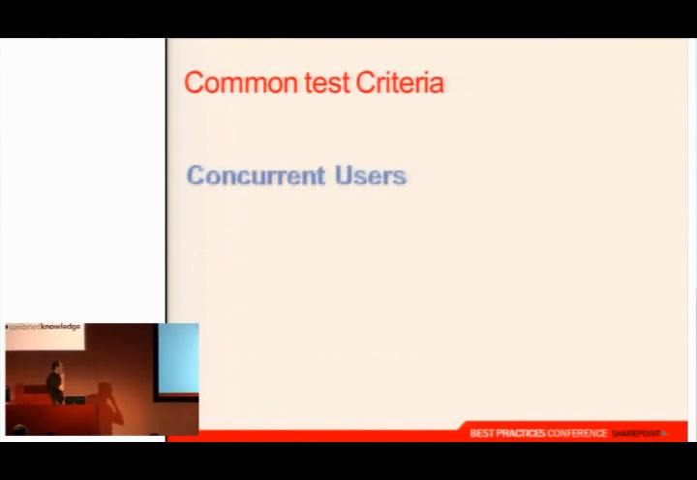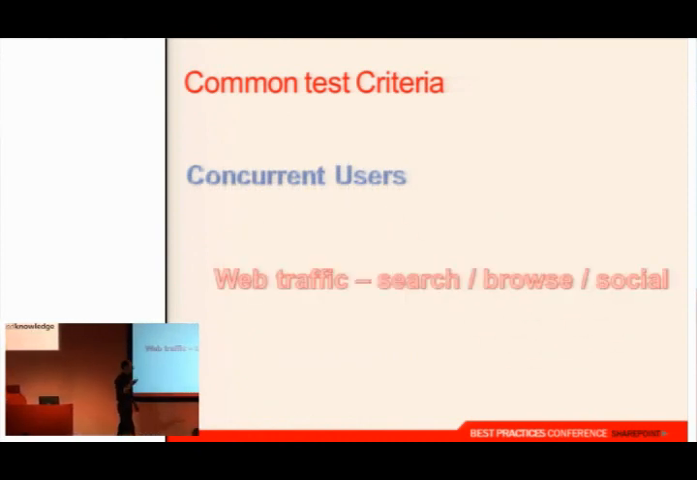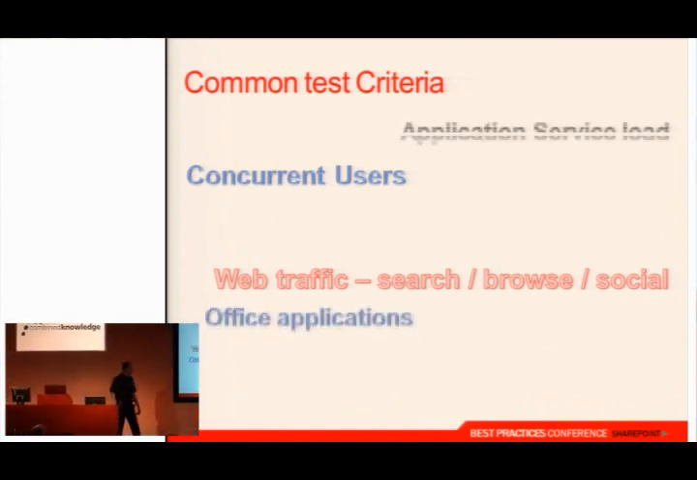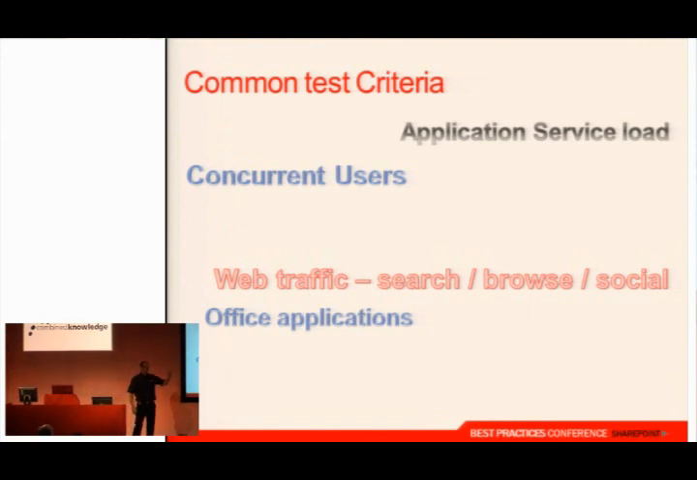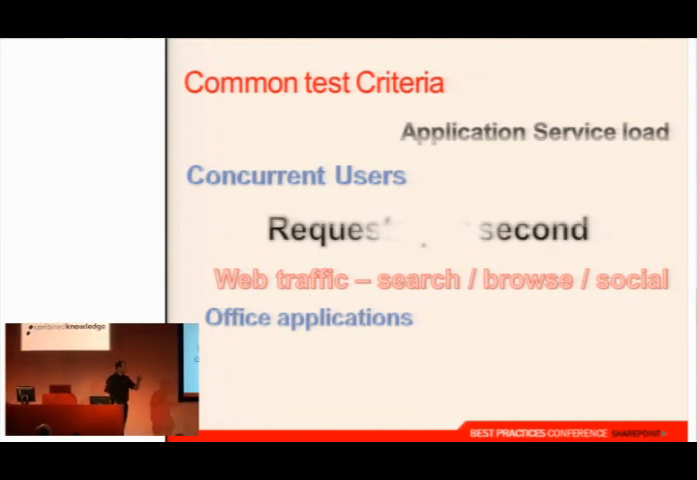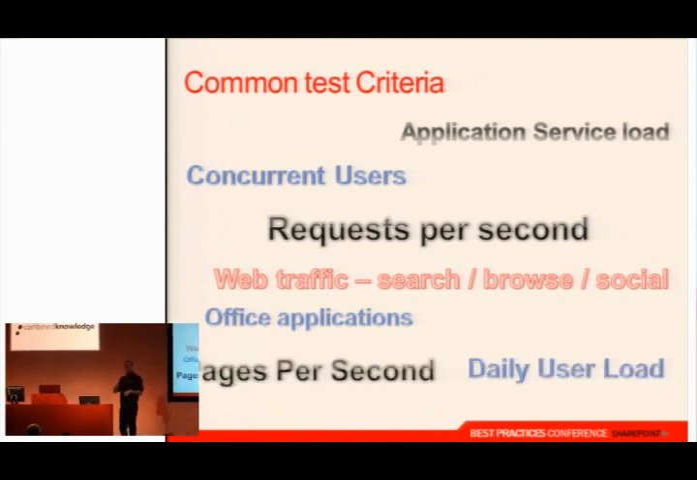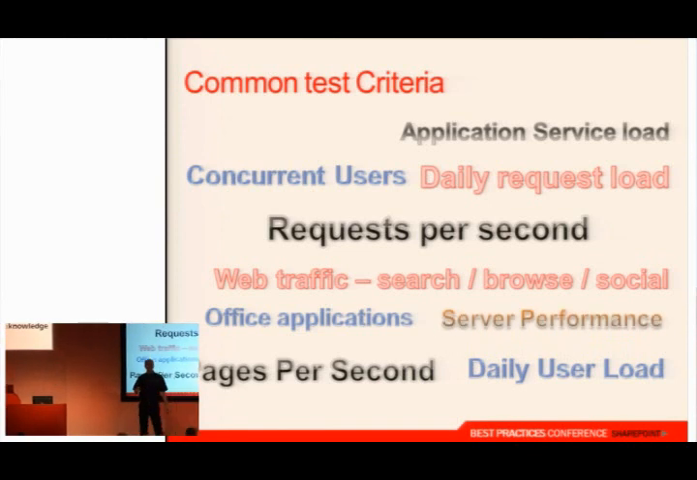So some common test criteria. Concurrent users, the obvious term. Web traffic, the browser client connecting to it, social networking. The actual Office applications doing work against the servers. Requests per second, one of the most common things that we measure against. How many requests can my server handle at any one time based on the user load currently on?